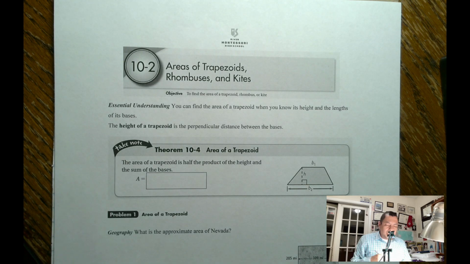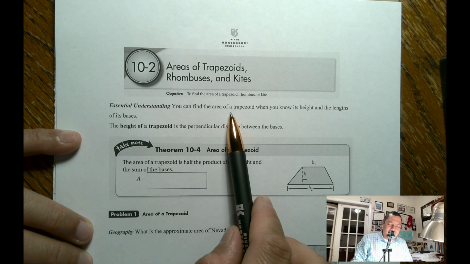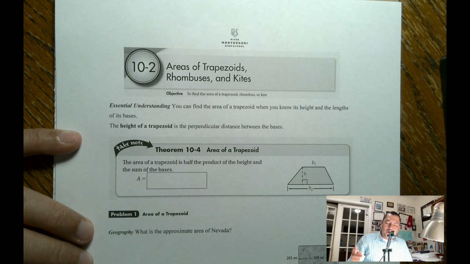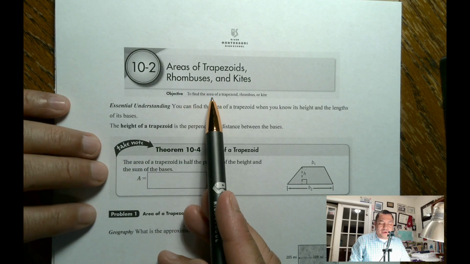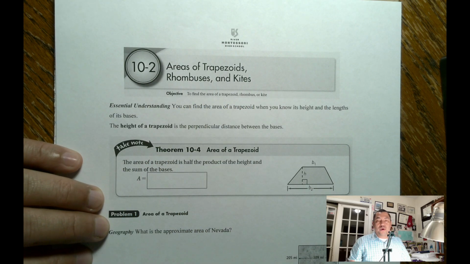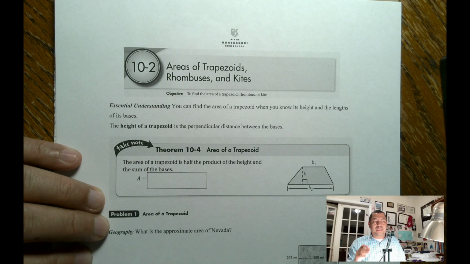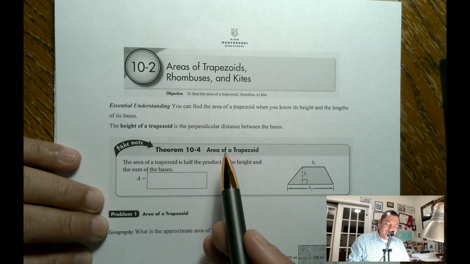We're going to solve section 10.2, areas of trapezoids, rhombuses, and kites. Remember the essential understanding: you're going to find the area of a trapezoid when you know its height, its length, and its bases. Also, today we're going to find the area of a trapezoid, rhombus, or a kite. So the first theorem that we have is Theorem 10.4, the area of a trapezoid.